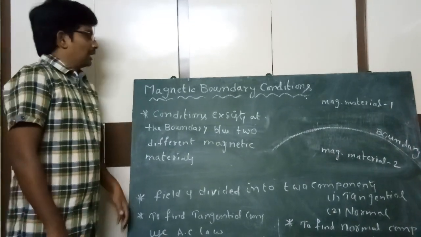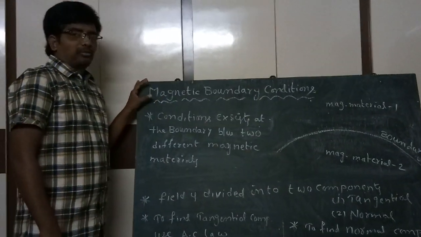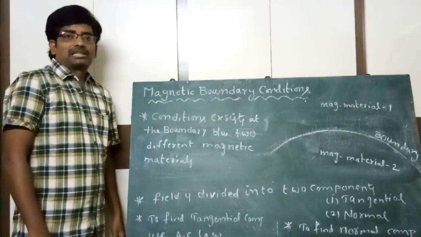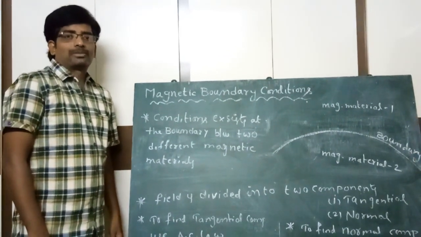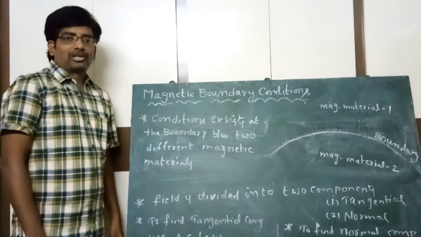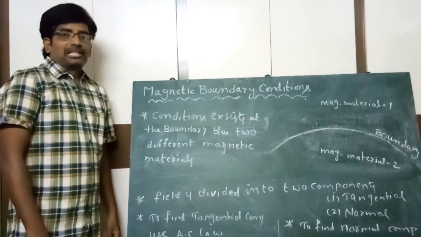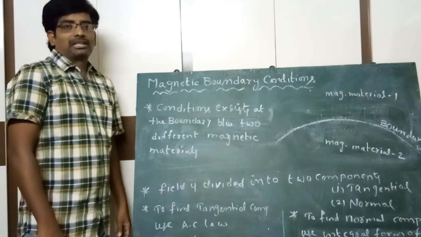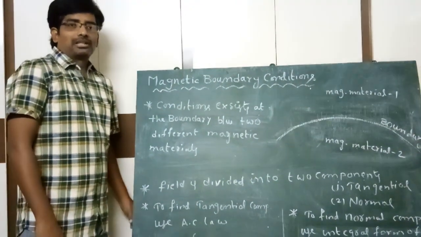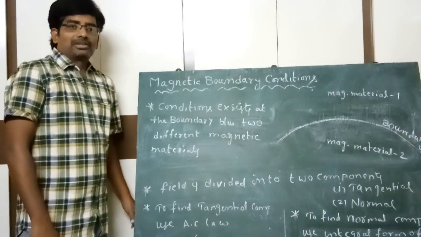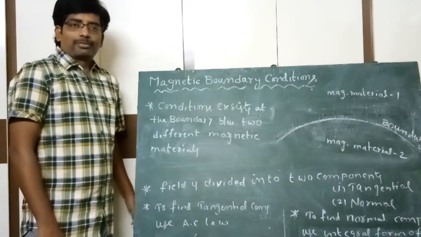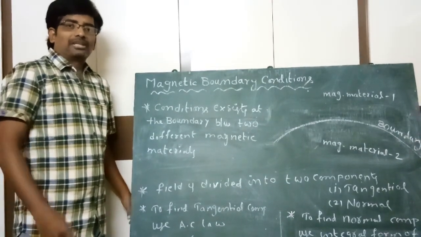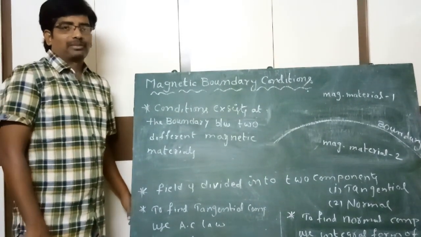In this video, I will explain about magnetic boundary conditions. Before that, there are three types of magnetic materials. One is diamagnetic material, the second is paramagnetic material, and the third is ferromagnetic material. If the relative permeability is less than 1, it is called diamagnetic material. If the relative permeability is greater than 1, it is called paramagnetic material. If the relative permeability is much greater than 1, it is called ferromagnetic material.